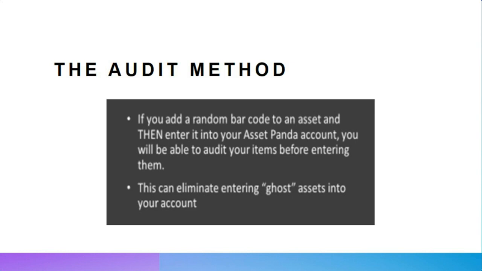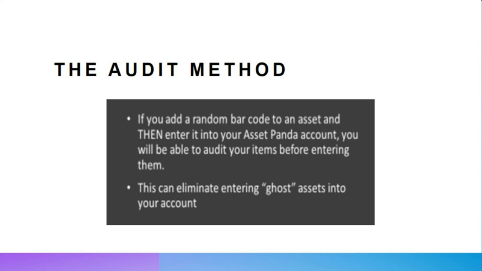And again, this can eliminate entering ghost assets into your account, right? I can't find this item. I'm supposed to have it. Maybe I have an old spreadsheet that says that at one time I did have this item and I can't locate it. Only put in the items that you know you can actually identify and see, and that you have in your possession, right?